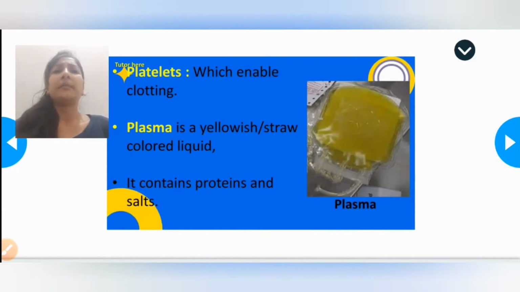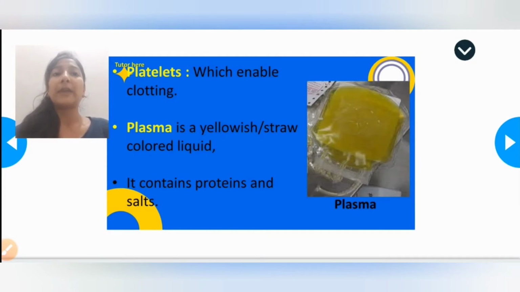Platelets. Platelets enable clotting. When we get a wound, the blood starts flowing. If the platelets are not there, the blood does not stop flowing and we will die. These are the platelets which help in clotting the wound.